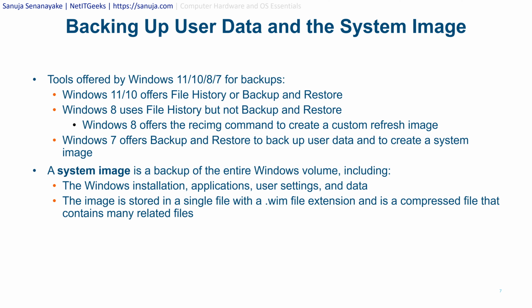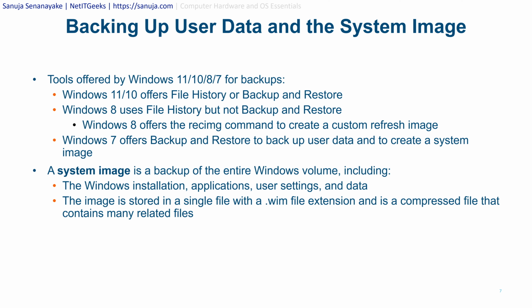Backing up user data and system image. Tools offered by Windows 11, 10, 8, 7 for backups. Those include Windows 10 and 11, which offer the File History or Backup and Restore options. Windows 8 uses File History but not Backup and Restore, because it doesn't have that. But Windows 8 offers the RECIMG command to create custom refresh images. So you can use that command to do that.